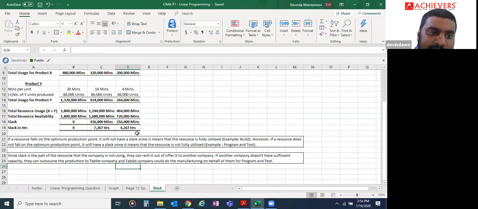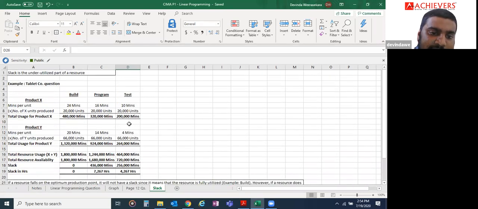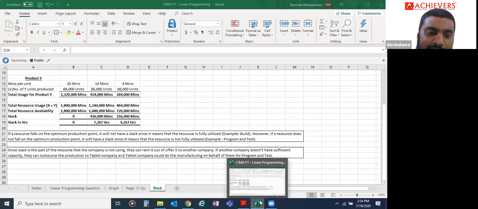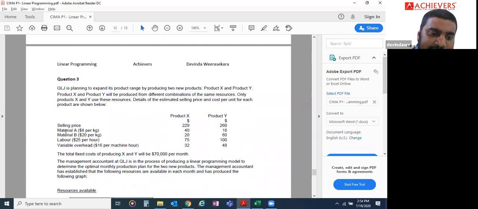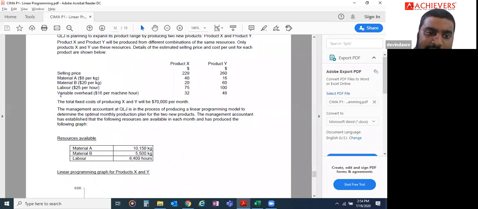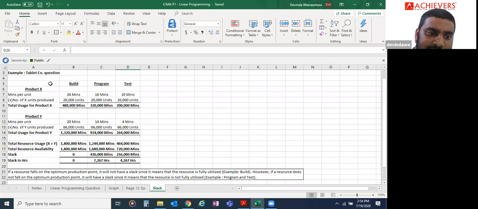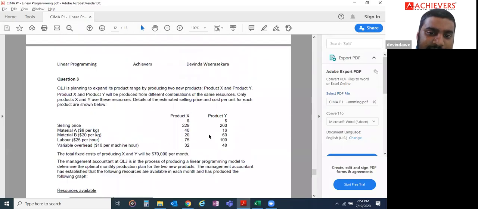So just like we did for build, program, and test, I want you all to calculate in the same format. I want you all to calculate the slack for material A, material B, and labor. Do it. Calculate the slack for material A, material B, and labor using the same format that we used for build, program, and test calculation. Do it, guys. Calculate the slack.